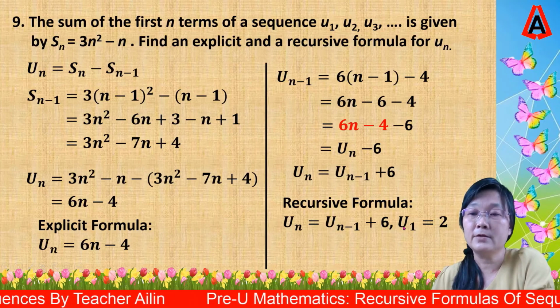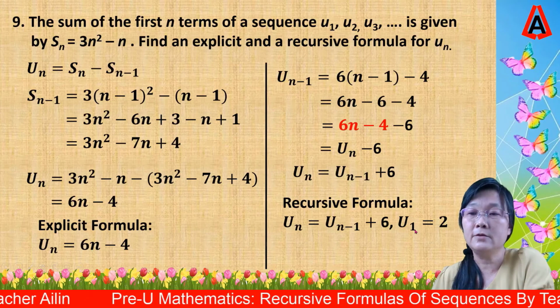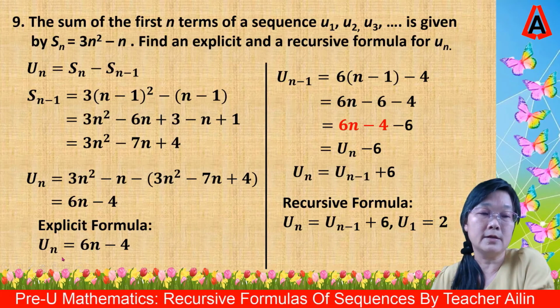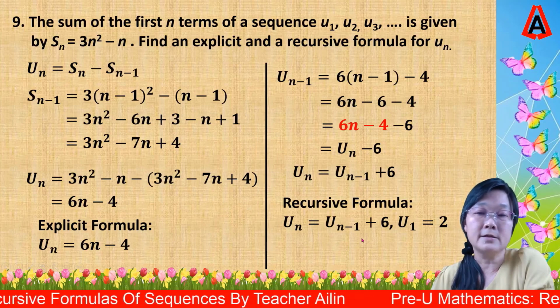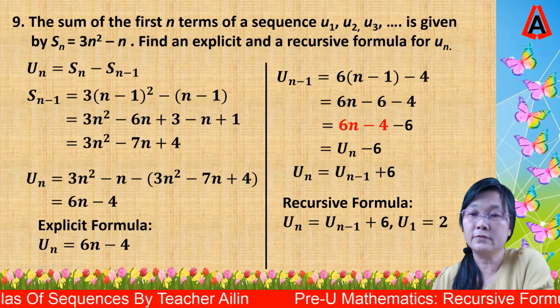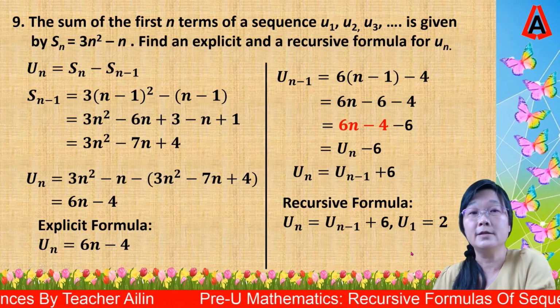And please mention the first term. First term is u_1. You substitute n with 1, then 6 minus 4 is 2. So first term is 2. So this is the recursive formula.